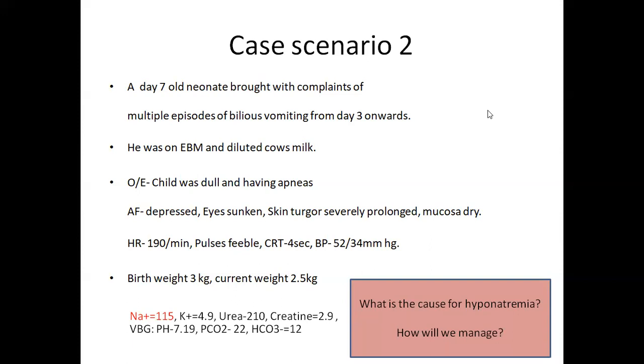Only in hypernatremic dehydration, you need to correct it over 48 hours based on the sodium value. But in hyponatremic and normonatremic dehydration, you can correct it over 24 hours. But what type of fluid you're going to choose depends on your sodium rise. In this child, if you don't get immediate sodium, what is the fluid you're going to start immediately?